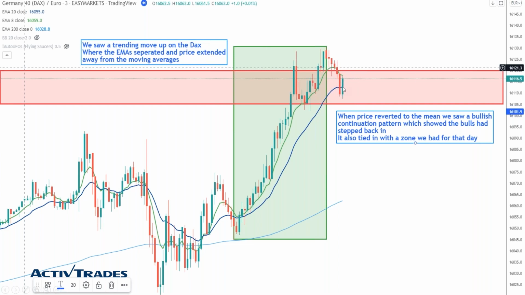We then get this strong bullish continuation candle. Notice that these candles are smaller as well. Once we move back to the moving averages, we now are looking for a momentum candle. This is a bullish candle that closes very close to its highs, and that, tied in with the zone that we had today, means that is a valid setup.